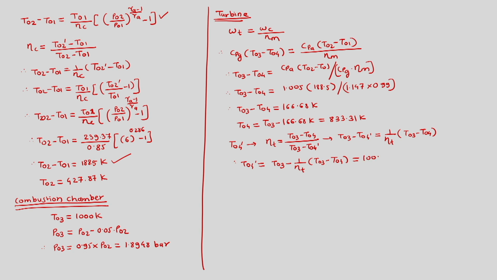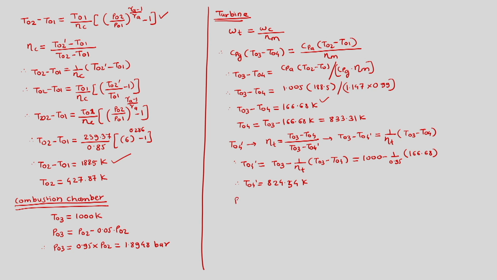We know T03 is equal to 1000, turbine efficiency is known to us, and that is 0.95, and then we just have found out the temperature difference, which is 166.68. So T04 dash is equal to 824.54 Kelvin.